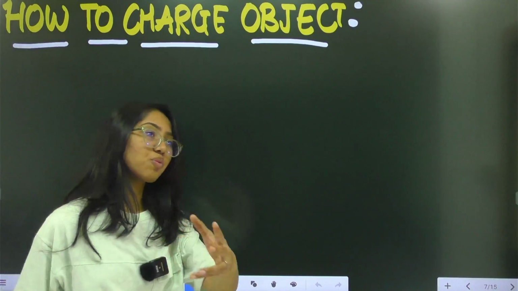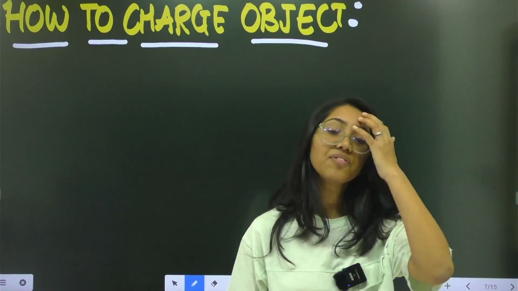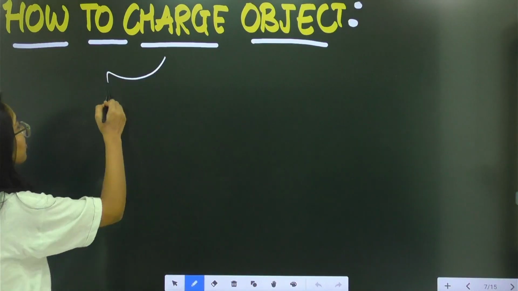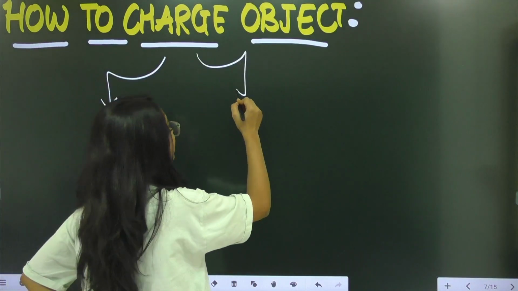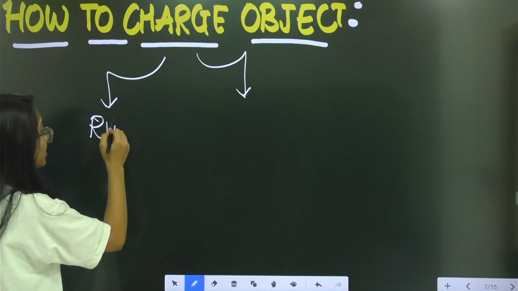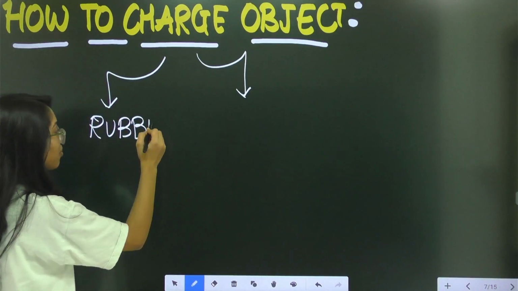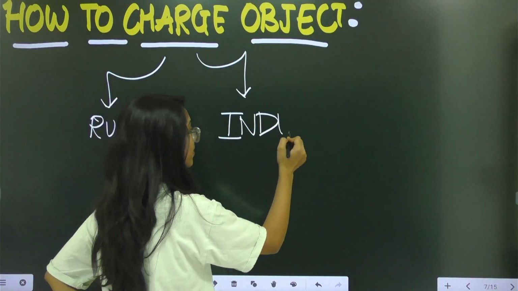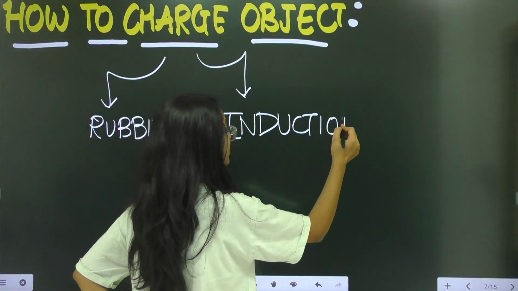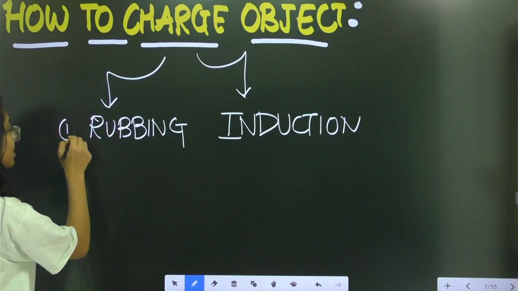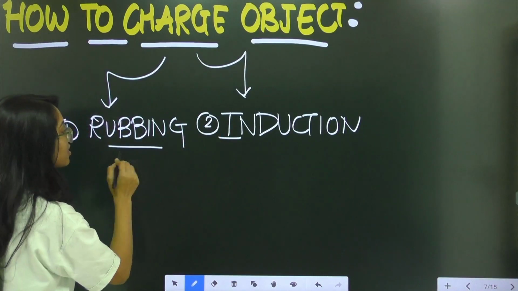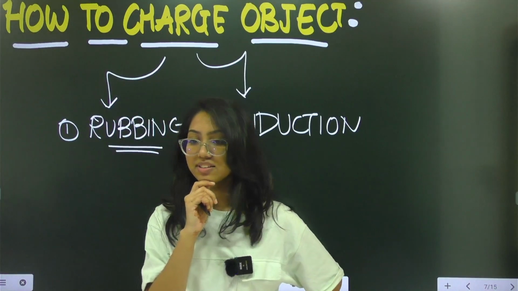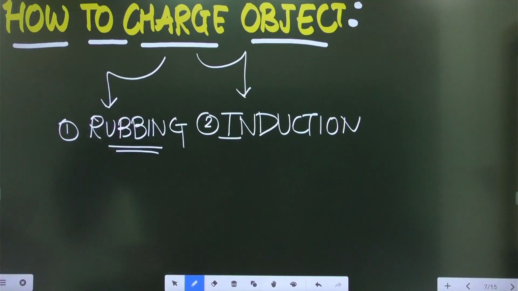So if you want to charge any body, how can we do it? How to charge any object? Well, there are basically two ways to charge any object. The first one is by rubbing, and the second one is by induction. The first method is something you see in your everyday life. Rubbing is something that you see in your everyday life.